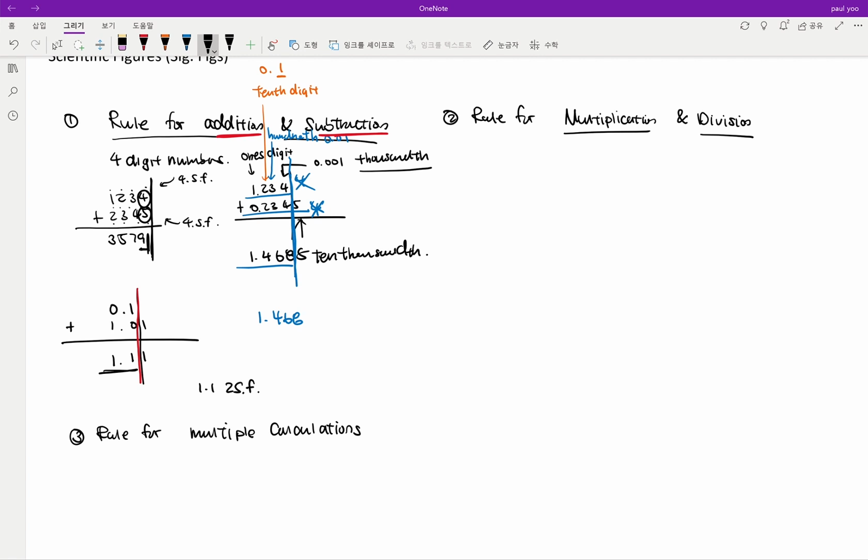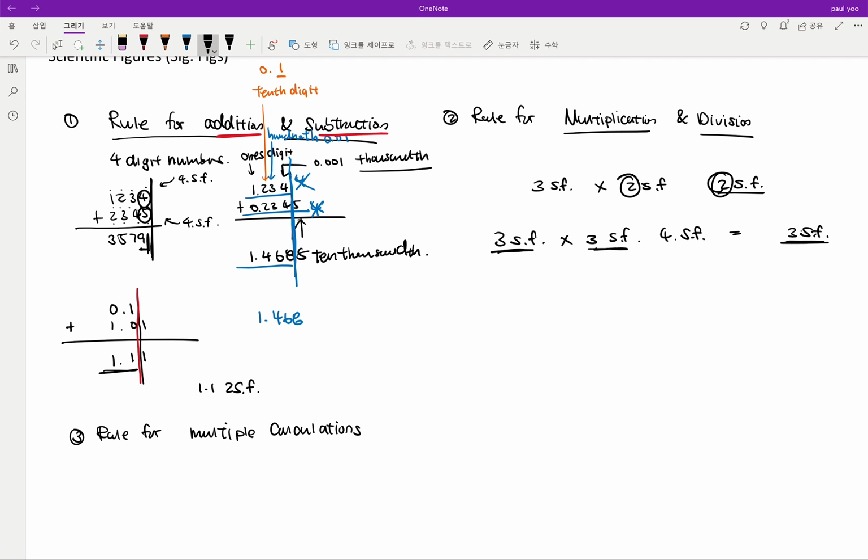The rule for multiplication and division is much more straightforward compared to addition and subtraction. Let's say you're given a 3 sig fig number times a 2 sig fig number, then you must have 2 sig figs as a result. It follows the least number. And this applies to multiple calculations. Let's say you're given 2 sig fig times 3 sig fig, or 3 sig fig times 3 sig fig times 4 sig fig. Then your result has to be 3 sig fig, which follows the least amount.